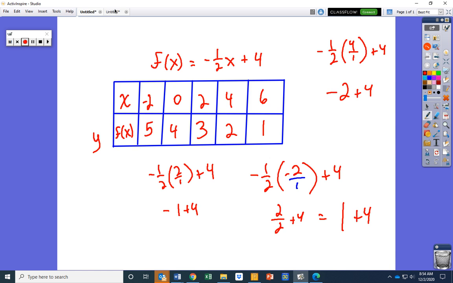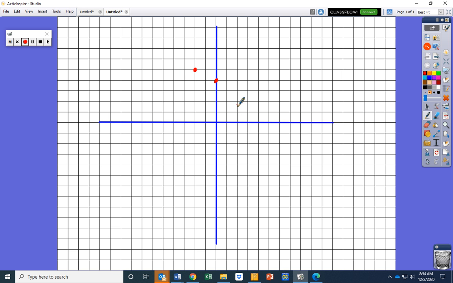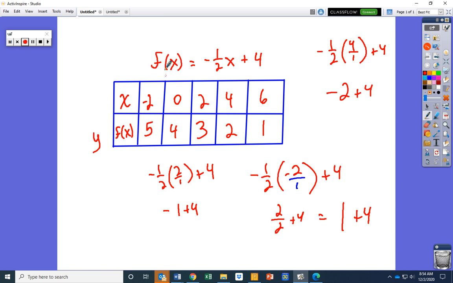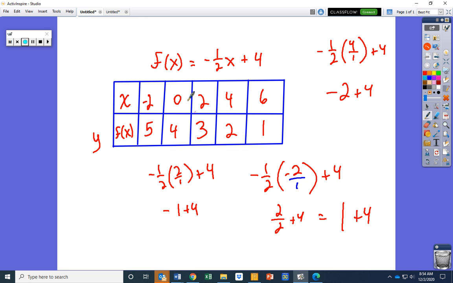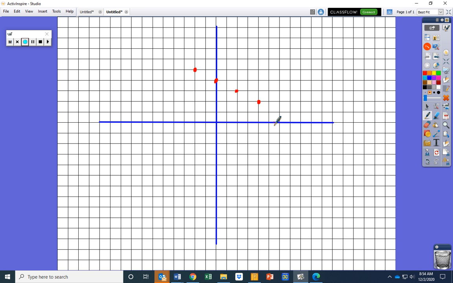And then I have 2, 3. Over 2, up 3. And then I have 4, 2. Over 4, up 2. Did we do something wrong here? Oh, I did 2, 2, didn't I? Sorry. I should do 2, 3. There we go. And then I have 6, 1. So over 6, up 1. Okay, did I form a straight line?